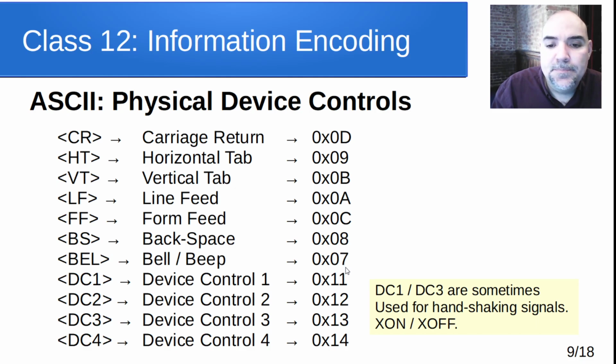So DC1 and DC3 are sometimes used for what's called handshaking signals for communication, meaning DC1 is X on, meaning go ahead and send me stuff. DC3 is used for hold on a second. Since that was something that we needed, DC1 and 3 being these generic physical device controls can be used for that. And they often are. If you ever are on a system and it says it supports X on, X off handshaking, that's using these characters, sending these characters to mean I'm ready or hold on, depending on if it's 1 or 3.